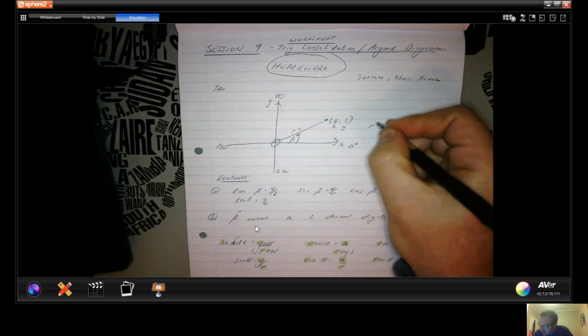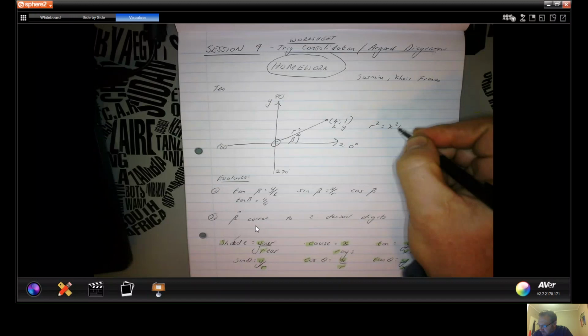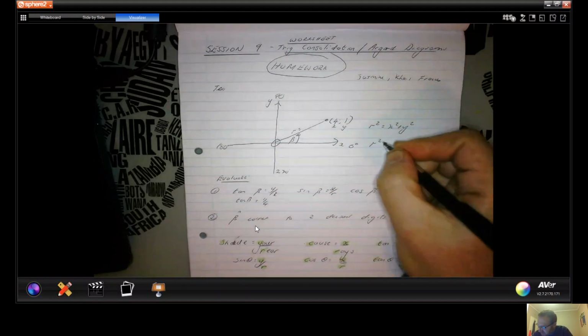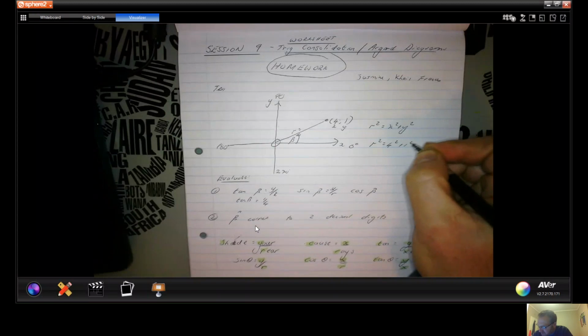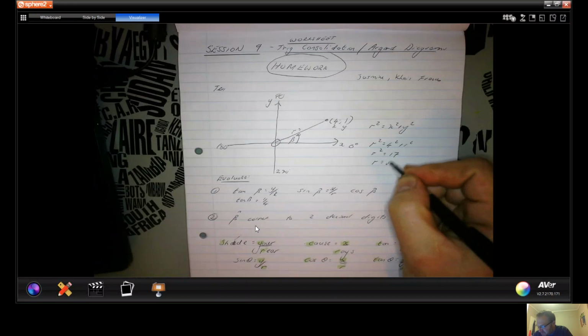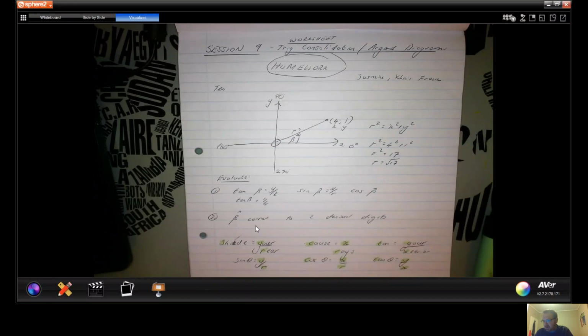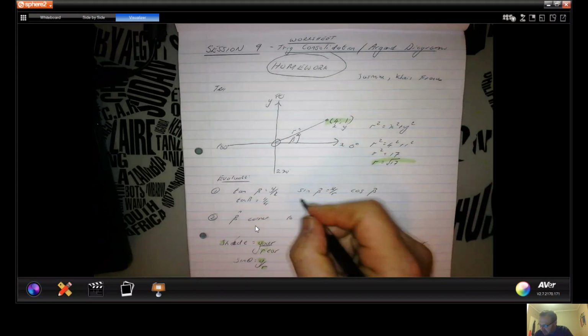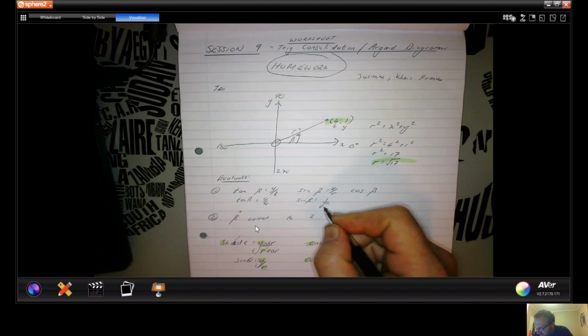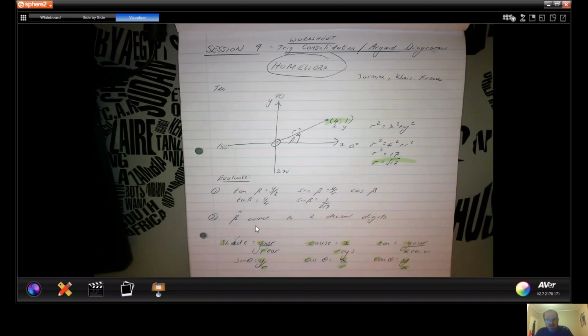But remember that r squared is always equal to x squared plus y squared, from Pythagoras. And so r squared in this case is going to be 4 squared plus 1 squared. So r squared is 17. So your radius, we leave in surd form. Your radius is root 17. So now I've got x, y, and r. Sine beta is equal to y over r. So your y-coordinate is 1, and your radius is root 17. So it's 1 over root 17.